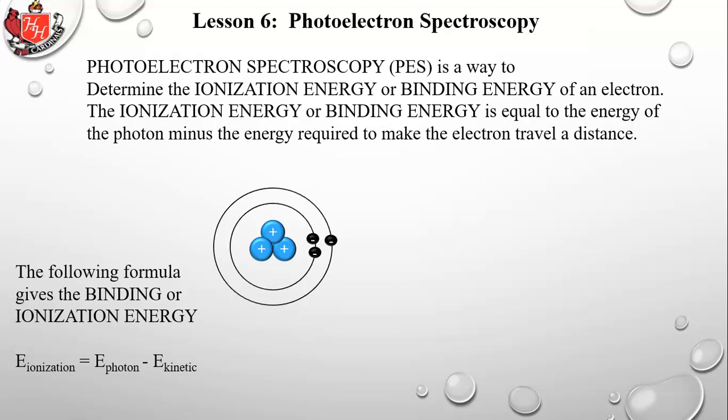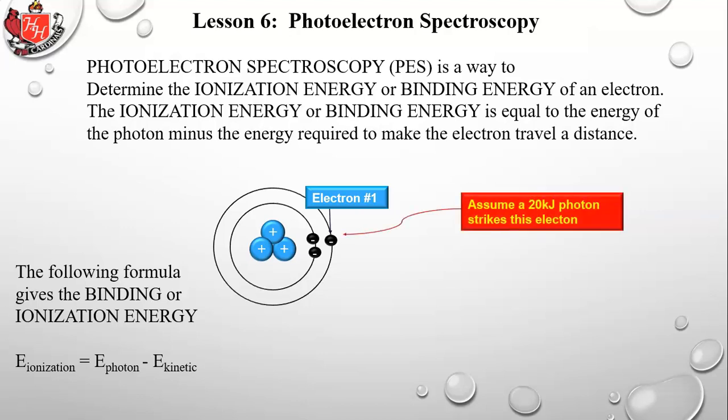So the following formula gives the binding energy or ionization energy. So this is how it would work. Here's electron number 1. You can see that's the valence electron in lithium. I've excluded the neutrons because they're not important to this discussion. Electron number 1 is the valence electron in a lithium atom.